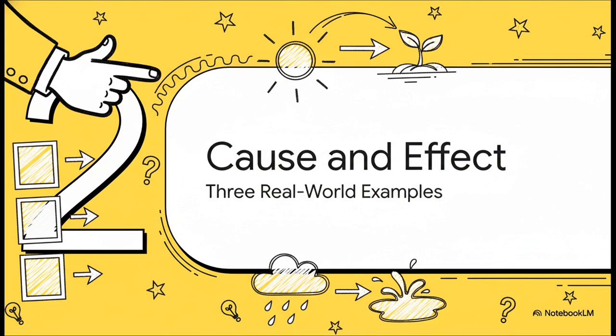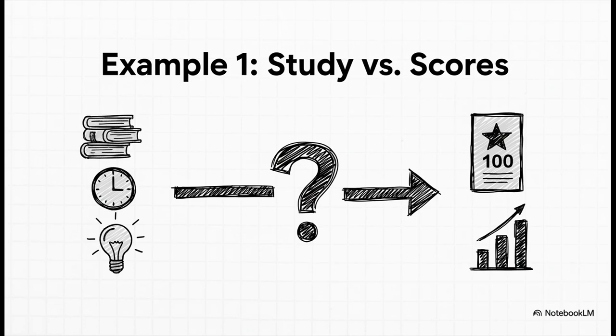Okay, so theory is one thing, but let's make this totally crystal clear. We're going to walk through three really classic real-world examples so you can see this cause and effect thing play out. All right, example number one. This is something pretty much all of us can relate to. Imagine you're looking at data for how many hours a bunch of students studied versus the scores they got on their exam. So, which one is the cause and which is the effect?